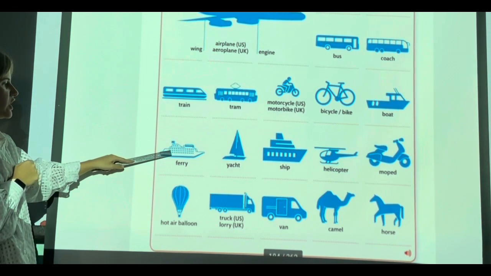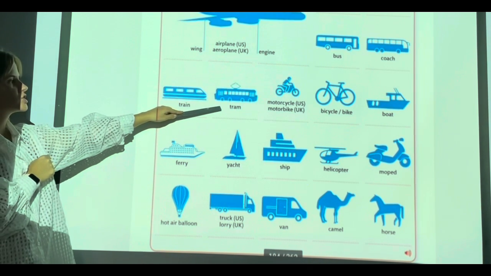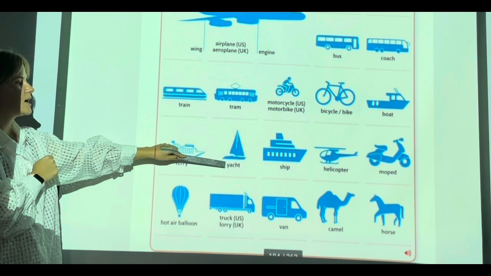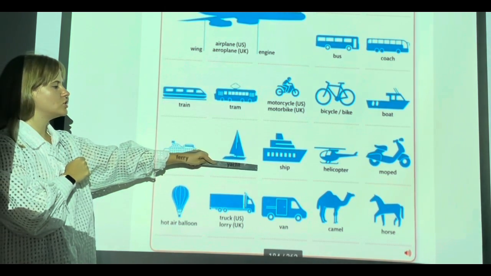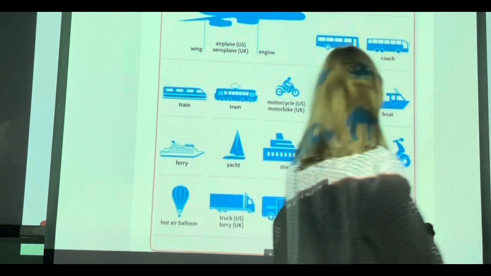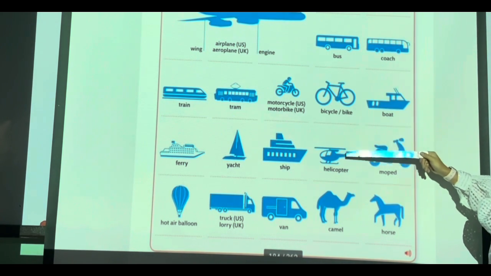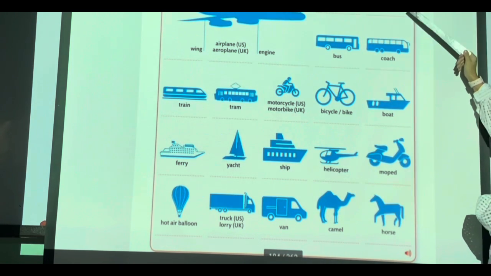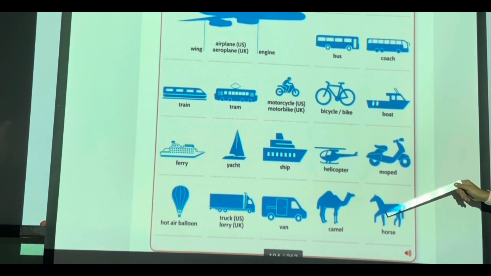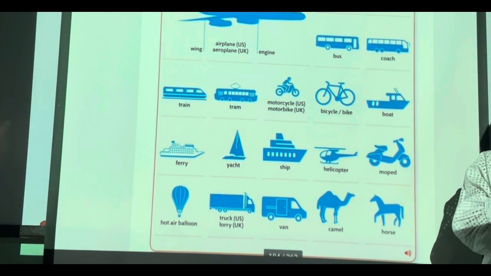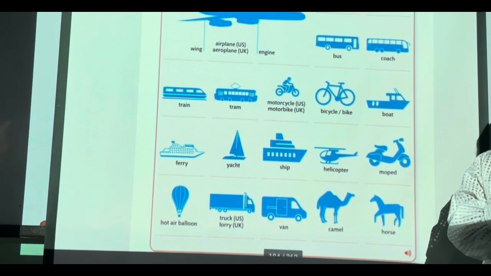Train, ferry, hot air balloon, tram, and yacht, truck called lorry, ship, van, a car, a bus, a bicycle, a helicopter, a camel, a taxi, a coach, a boat, a moped, and a horse. What do you think, what country uses camel and horse as a kind of transport?